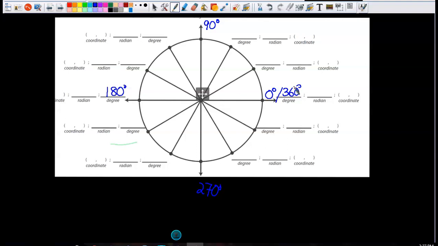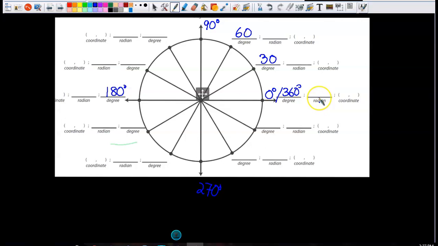Right. Now, these are all in even divisions. So what degree would this be? What would this one be? And so on and so forth. You can get that, correct?